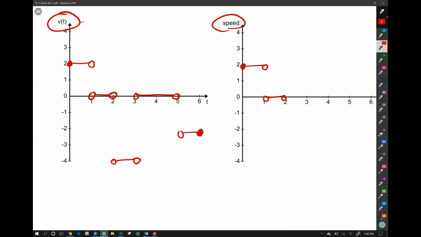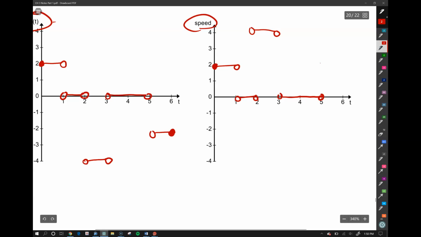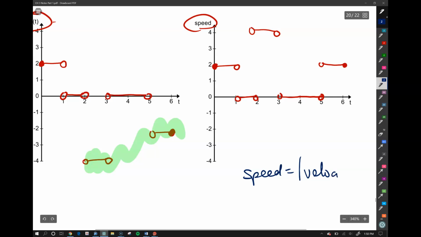Absolute value of -4 is 4. So then I'm going to go up to 4, go back to 0. Absolute value of -2 is 2. So that's the difference. We just take whatever was negative, and now we take absolute value and make it positive. Because speed is the absolute value of velocity.